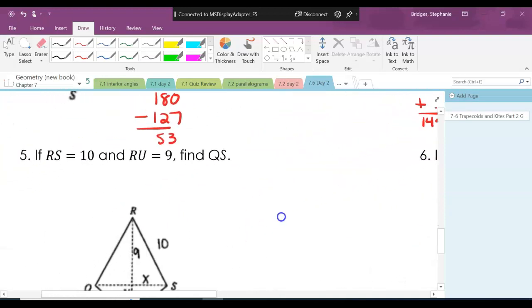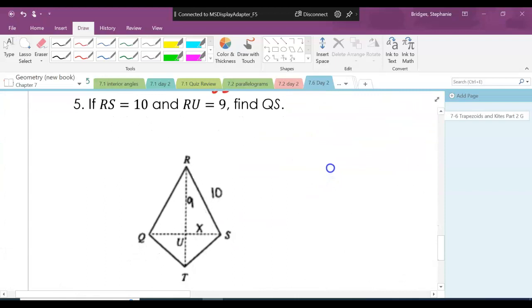All right, let's take a look at 5. Ooh, we got to do some work here. As best you can. Okay. It tells me RS is 10, but that's already labeled in your picture, isn't it? And then it tells me RU is 9, but also that is labeled in my picture. It wants me to find QS.